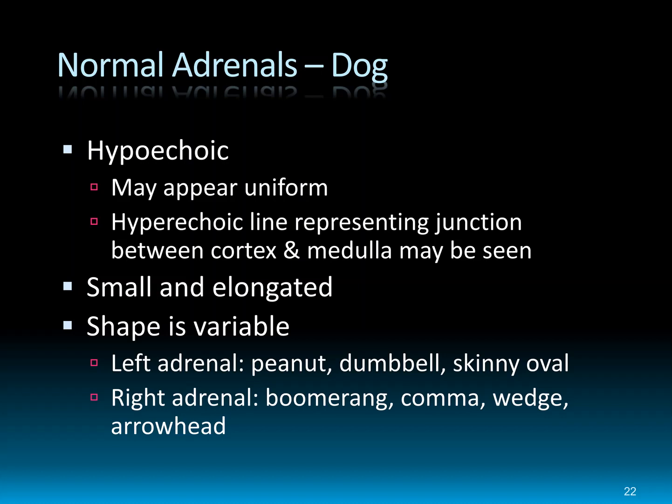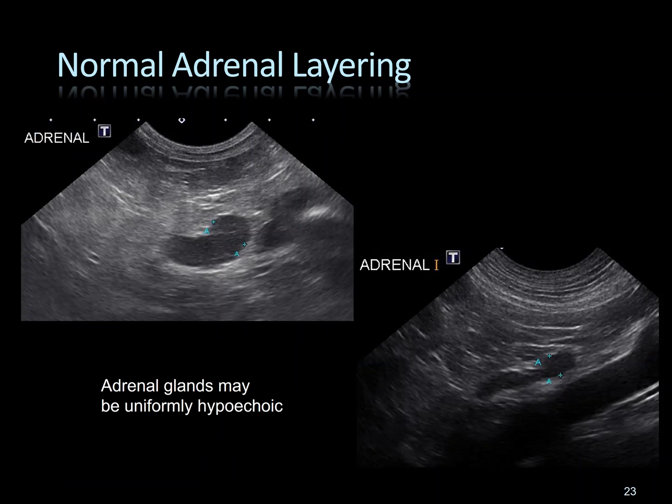The adrenal glands are small, they're kind of elongated, usually kind of ovals, but the shape does vary a little bit. The left adrenal gland may be anything from a skinny oval to a kind of a peanut shape. The right adrenal gland sometimes will also look like a skinny oval. If you could catch it fully, it would look more like a boomerang or an arrowhead, but a lot of times that kind of angled part of the adrenal gland is out of the plane when you're getting the caudal part of the adrenal gland on the right, so it's hard to really appreciate the full shape of it on ultrasound.